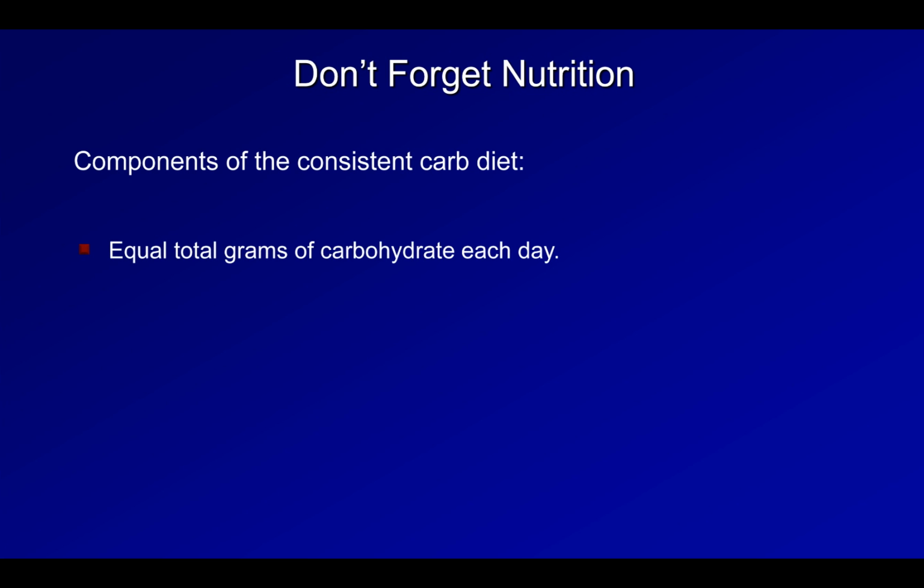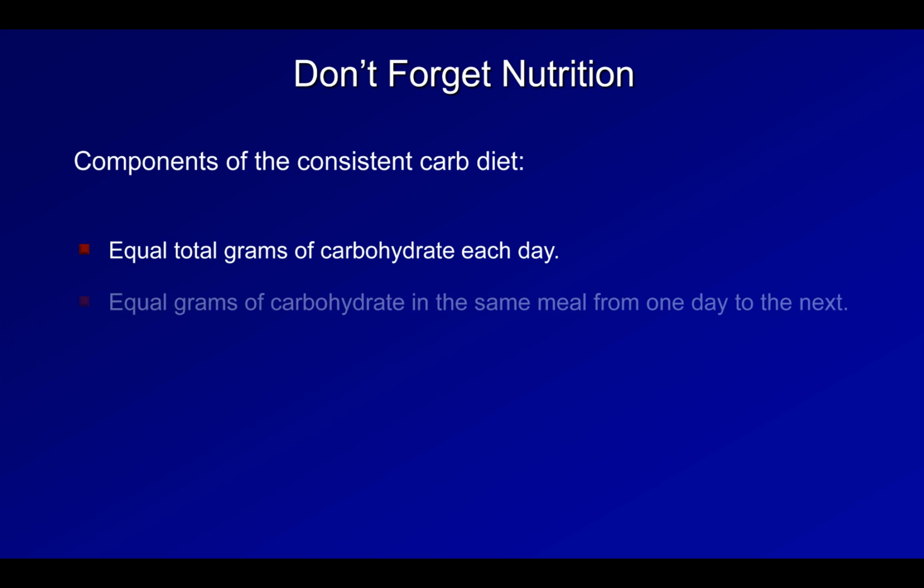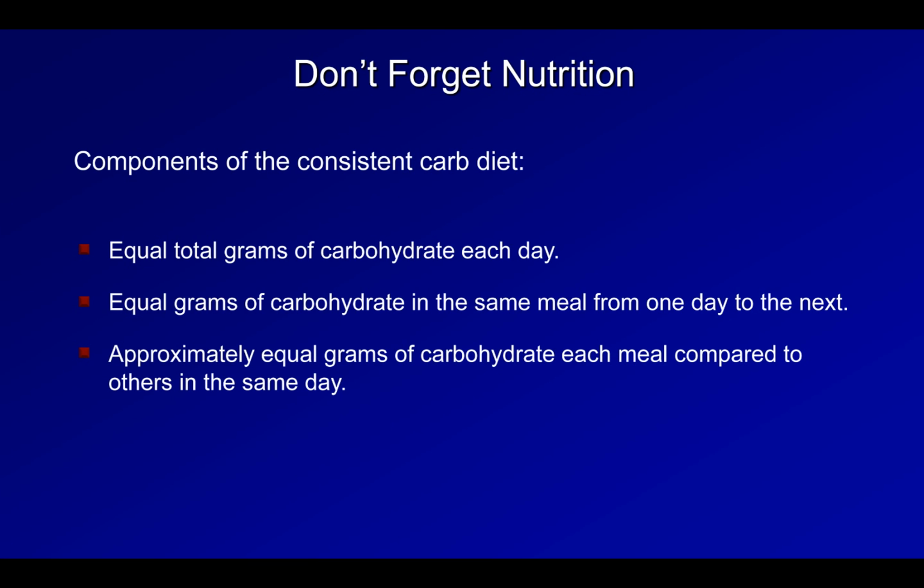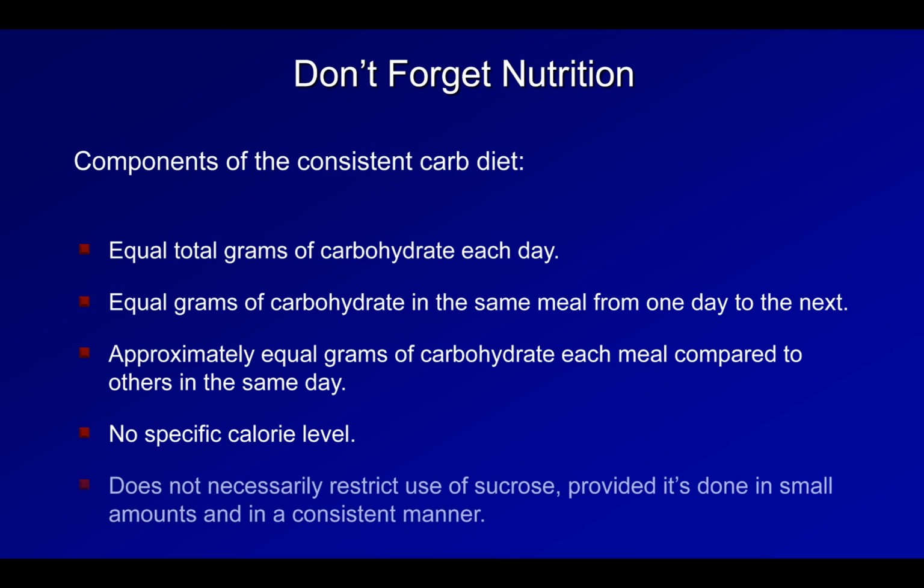For patients taking oral nutrition, the recommended diet is now the consistent carb diet. The components of this diet include equal total grams of carbohydrate each day, equal grams of carbohydrate in the same meal from one day to the next, and approximately equal grams of carbohydrate each meal compared to others in the same day. There is no specific calorie level, and surprisingly, it does not necessarily restrict the use of sucrose, provided it's done in small amounts and in a consistent manner.